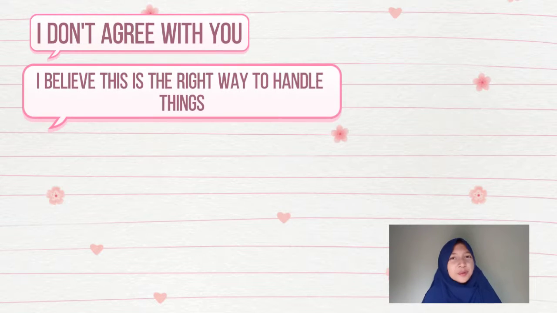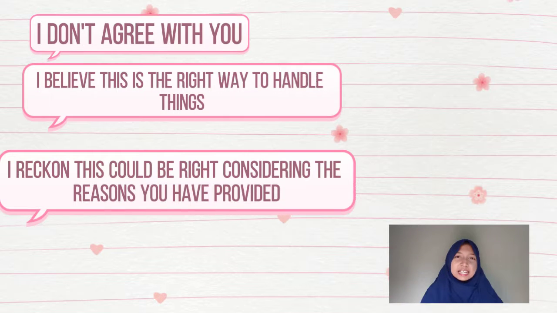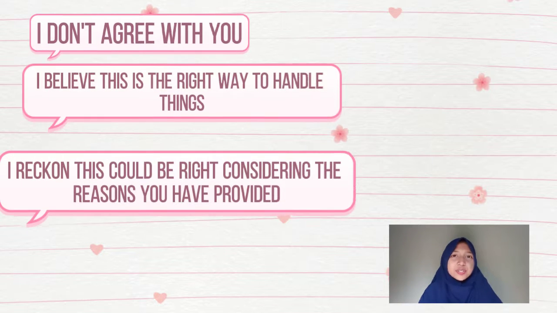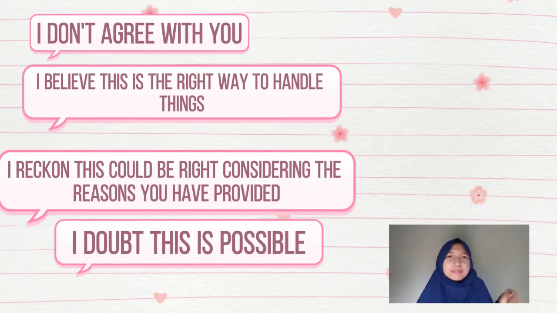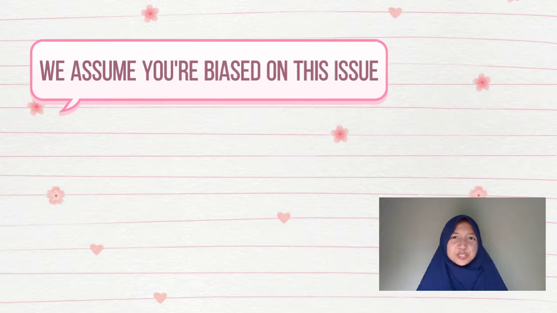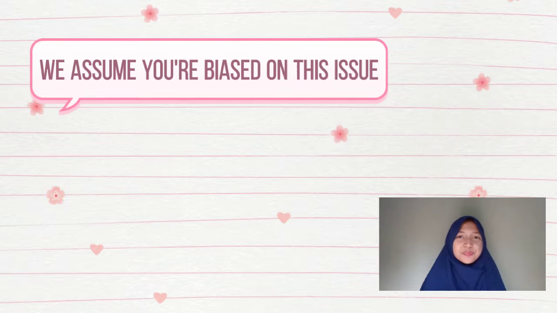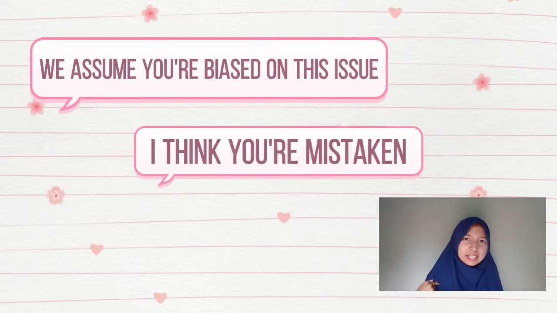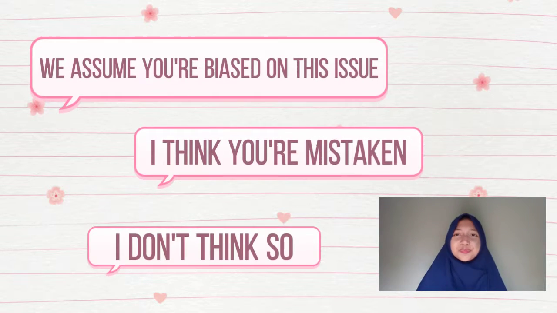I believe this is the right way to handle things. I reckon this could be right considering the reasons you have provided. I doubt this is possible. We assume you're biased on this issue. I think you're mistaken. I don't think so. We can use verbs such as agree, don't agree, believe, reckon, doubt, assume, think, and don't think. Actually, there are more verbs to express our opinion, but for now, I just give you this.